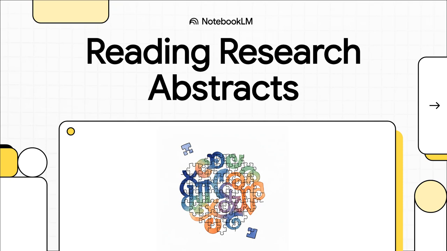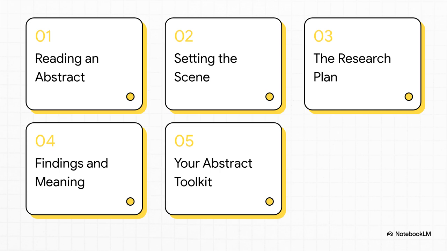In this explainer, we're going to deconstruct the research abstract. This is a really important skill for university, and learning it will help you handle your readings much more efficiently. Here's our plan for today. We'll start with what a research abstract actually is. Then we'll look at the introduction, the methods, the findings and their meaning, and finally, we'll give you a simple toolkit to help you read any abstract.